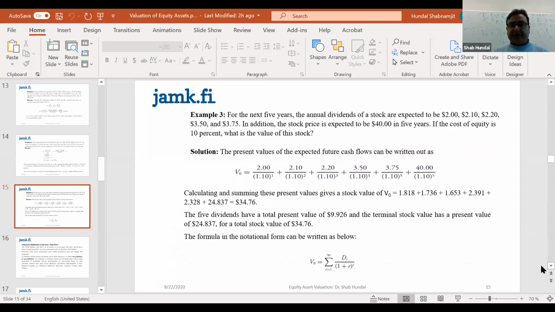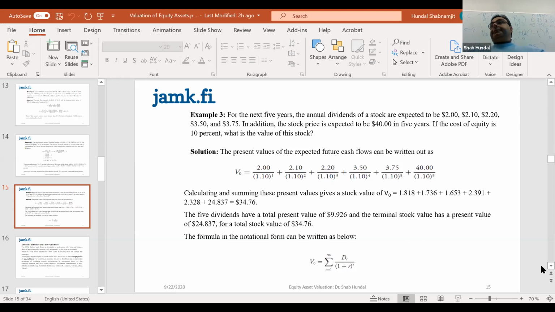And there are a few sums. One more before I take you to GlaxoSmithKline. For the next 5 years, the annual dividends of the stock are expected to be 2.10, 2.20, 3.50, 3.7.